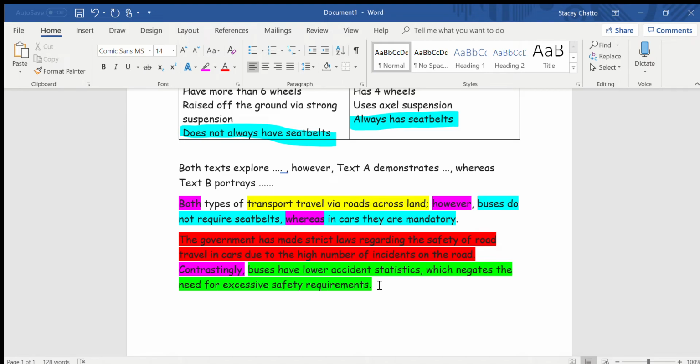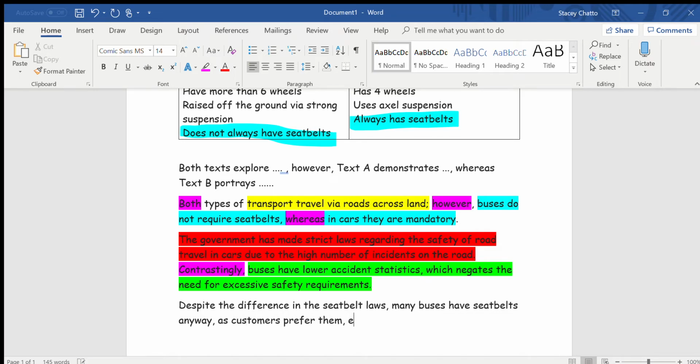So what you would do is write something along the lines of, despite the difference in the seatbelt laws, many buses all have seatbelts anyway, as customers prefer them, especially schools. Right, so we've got that little bit there.